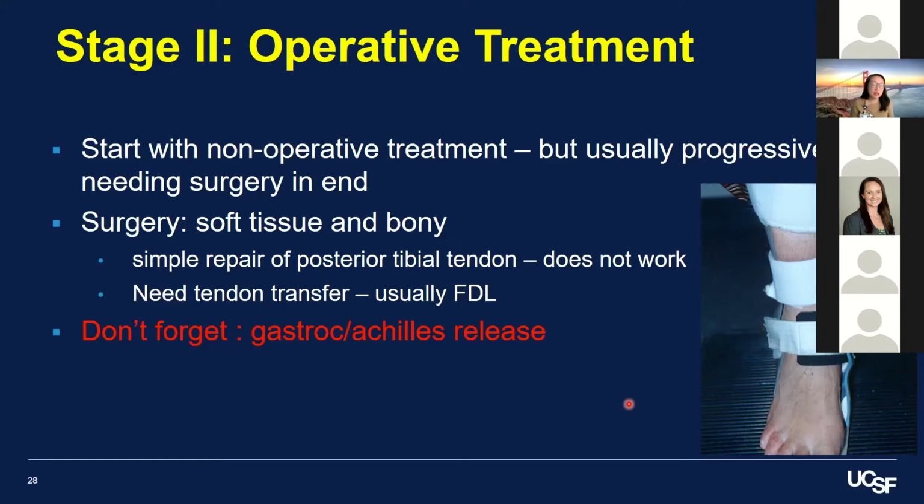And then also for the soft tissue work, it's important to not forget about the gastroc and Achilles, because that's a major deforming factor as these deformities progress. So definitely want to tell patients, well, in addition to some of the soft tissue work, we're probably going to have to lengthen your gastroc or your Achilles tendon.